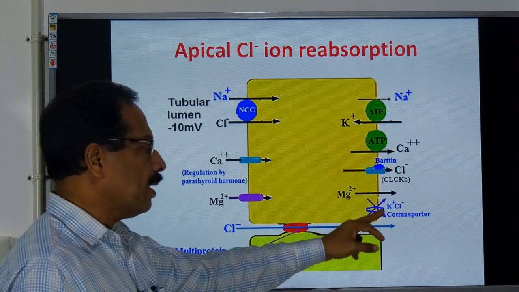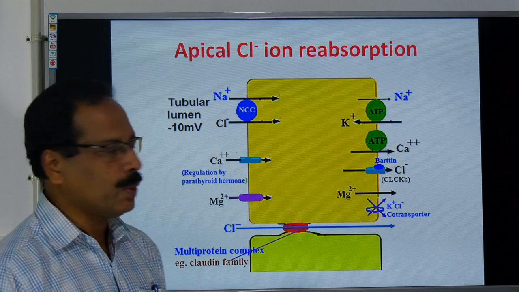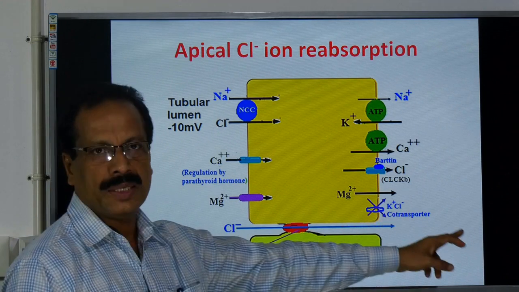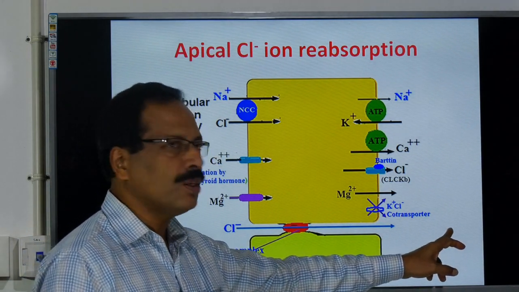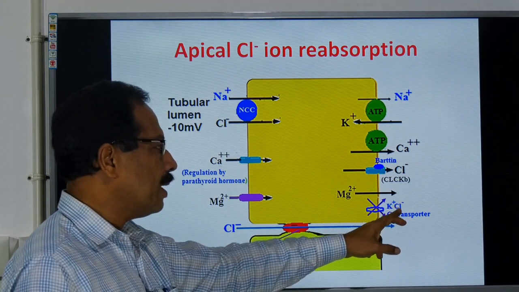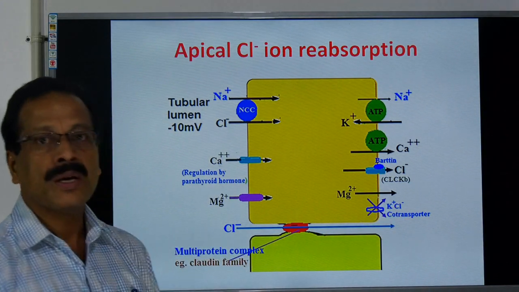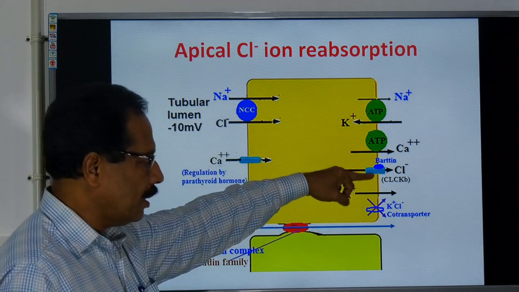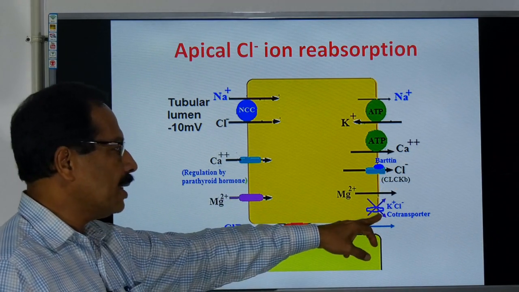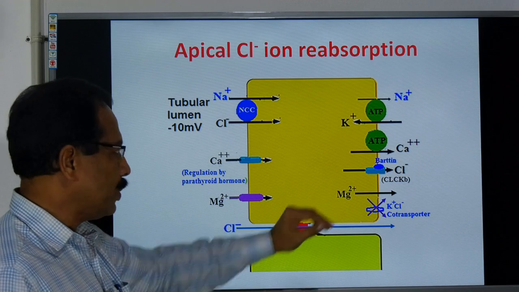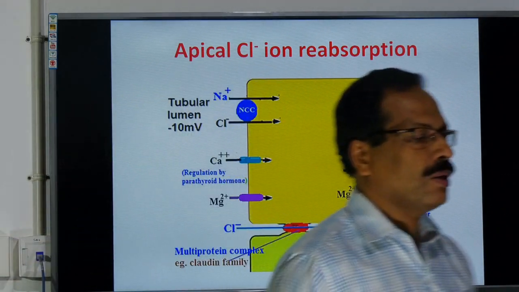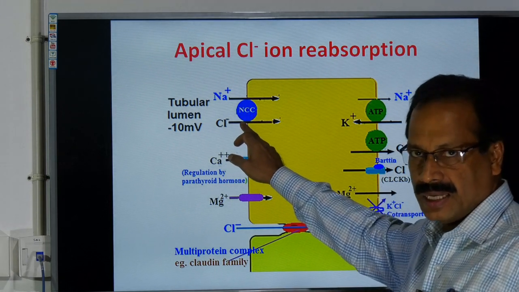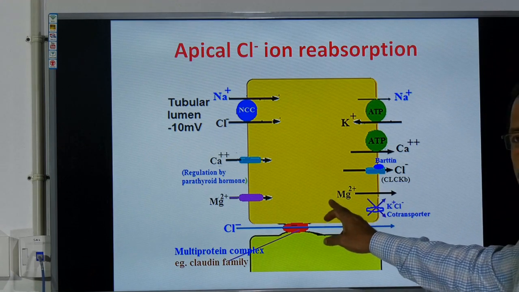Along with that, another channel called the K plus Cl minus co-transporter, KCC4, also helps in the movement of chloride ions from the cell into the interstitial space and from the interstitial space into the blood. Here, potassium as well as chloride ions are transported out of the cell. So these two channels, the ClC-KB channel as well as the K plus Cl minus co-transporter KCC4, help the chloride ions that enter the cell through the NCC channel, the sodium chloride channel, to move out of the cell into the interstitial space.